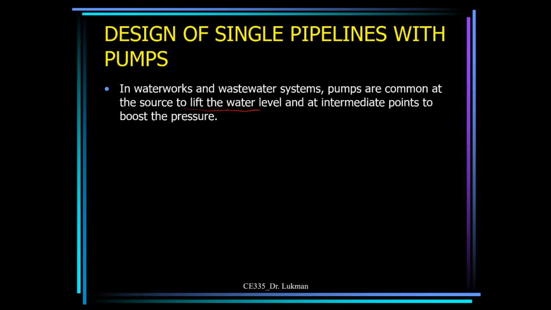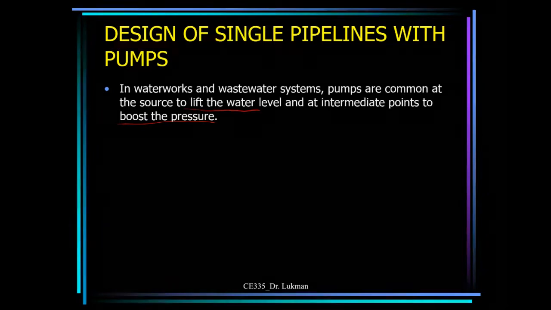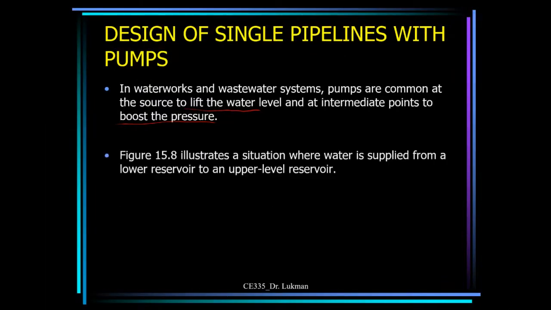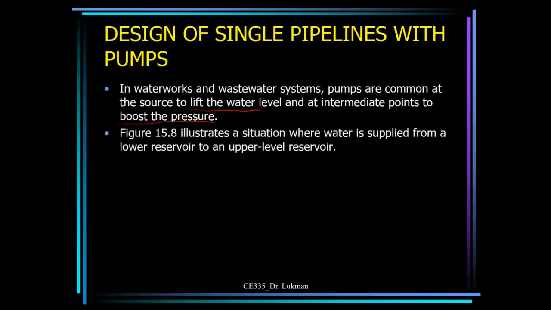And at intermediate points within the water distribution network, you have to boost the pressure because as the water is flowing, it is losing pressure. The pressure is reducing due to the head loss, okay? Due to the frictional head loss. So at some intermediate points, you need to install pumps to boost the pressure, okay? And the same thing happens with wastewater systems. Sometimes you need to pump it against gravity.